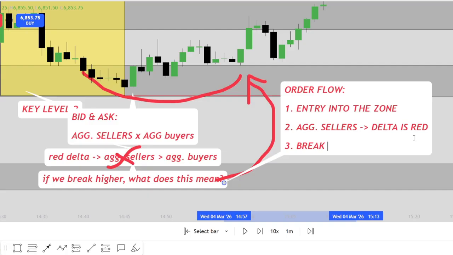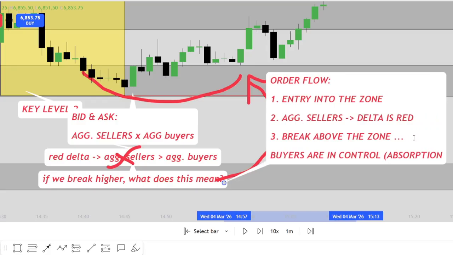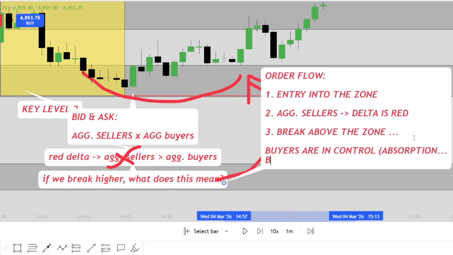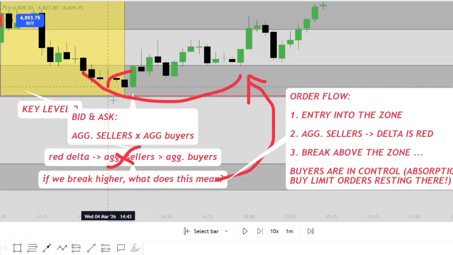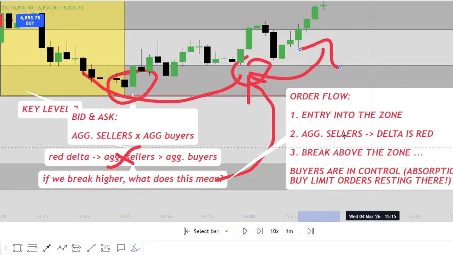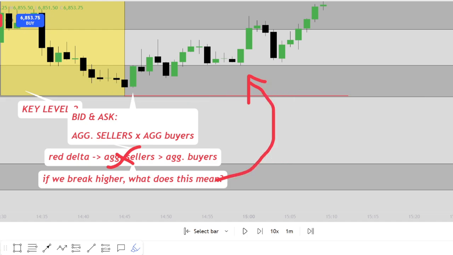When we see a break above the zone, what does this mean? It means that buyers are in control. The reason buyers are in control is because there is an absorption. When there's an absorption, it means there are buy limit orders resting there. So this is a demand zone by definition. Because the sellers failed, there is an absorption of the sellers, which means buyers are in control. Buyers won the auction there. This is basically how order flow works.